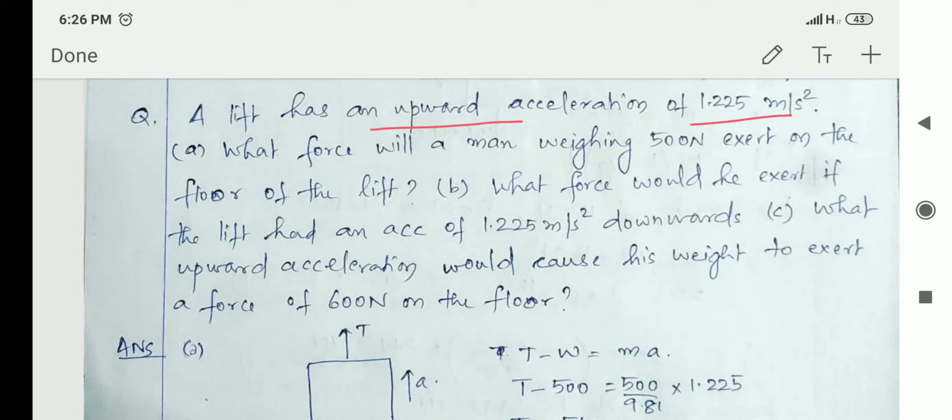What upward acceleration would cause his weight to exert a force of 600 Newton on the floor? So there are three questions. We'll take it one by one.